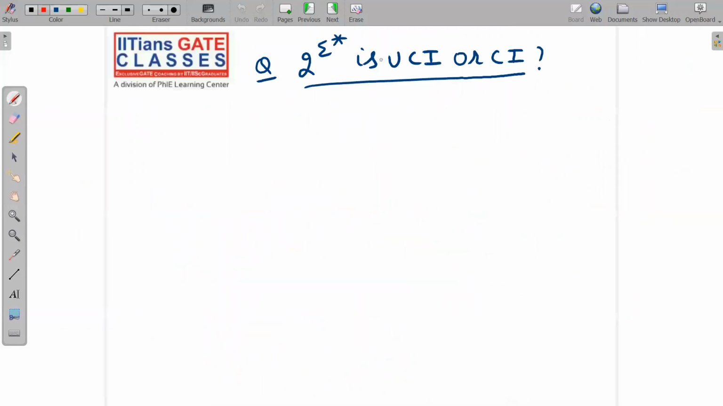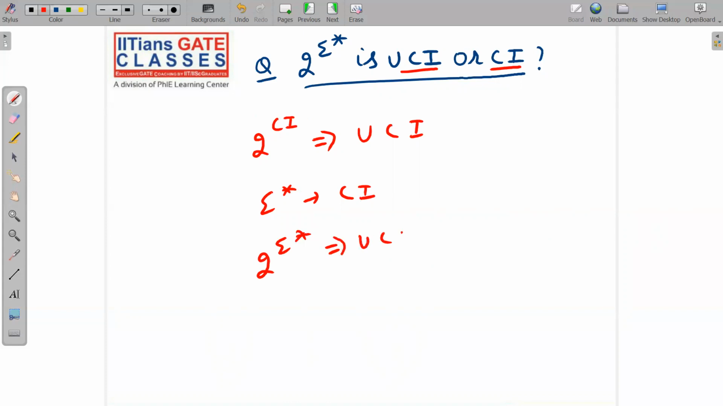Now the next question is: 2 power sigma star is UCI or CI? If you remember Cantor's theorem, I have already told you that 2 power a countably infinite set is always uncountably infinite. And sigma star is what? Sigma star is countably infinite. Hence, 2 power sigma star will be uncountably infinite. Please try to remember this fact: 2 power sigma star is uncountably infinite.